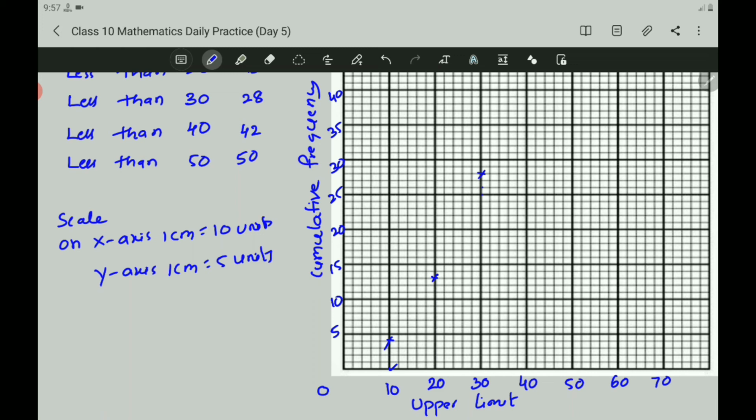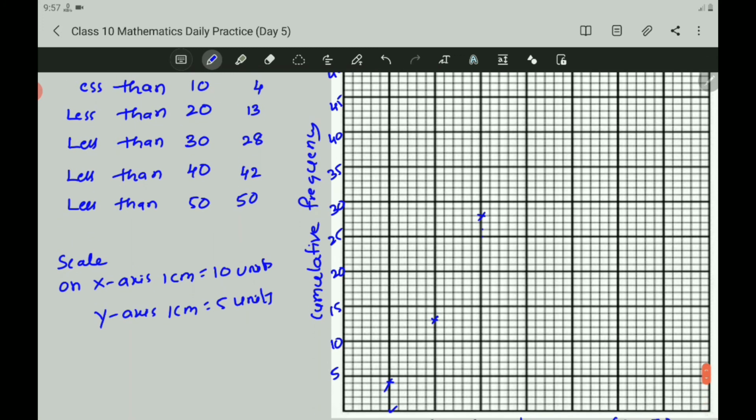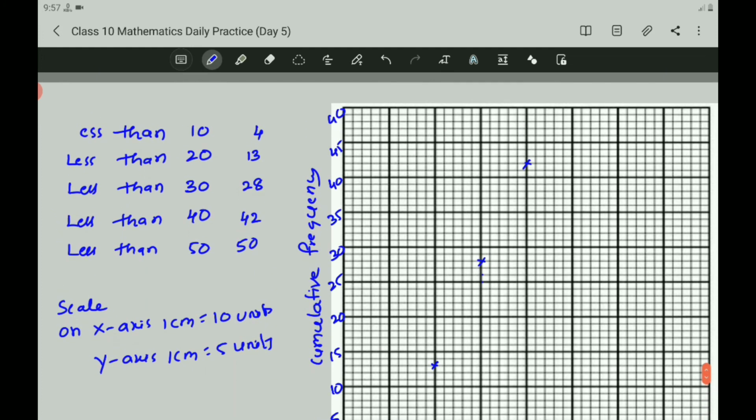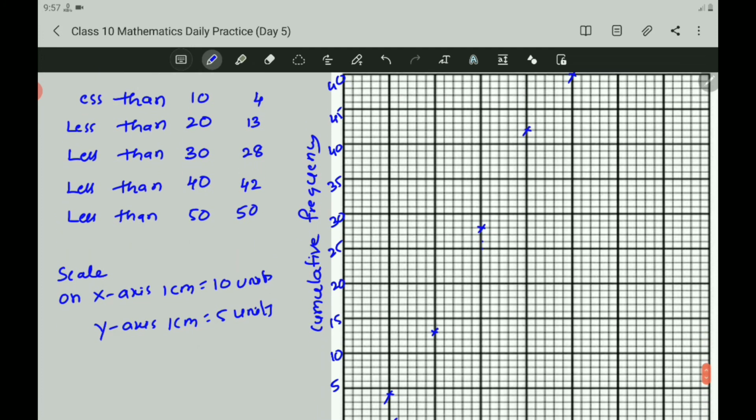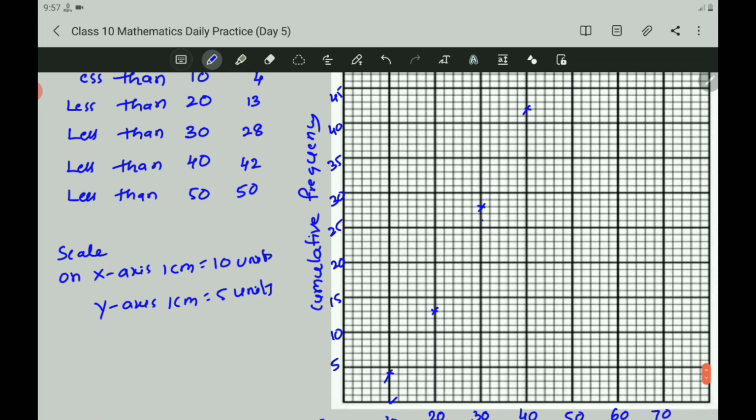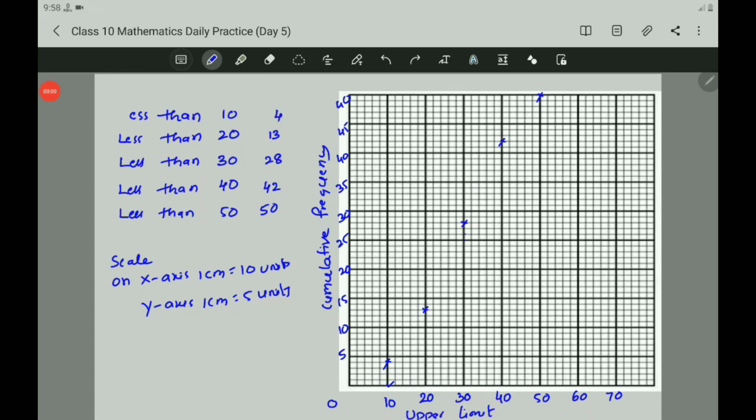Then 40, 42. 42 is here, and 50, 50. So you take 50, 50, that comes here. Then you join all these points. Join all the points. So you got a curve which is the less than type ogive. So you got the ogive which is less than type.